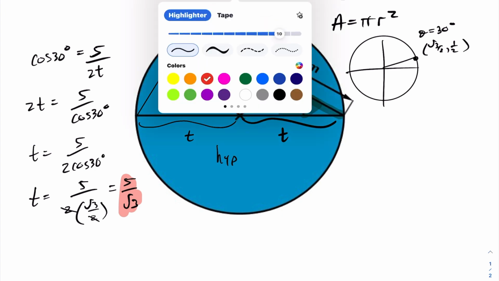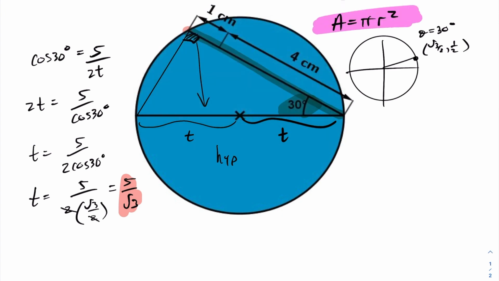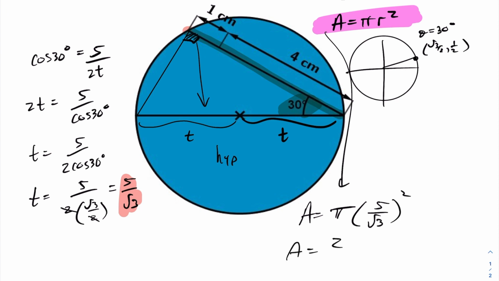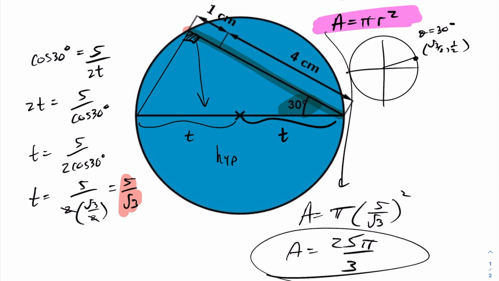So just to remind us where we were at, I want to find the area of the circle here. So let's go ahead and do that here. The area of the circle is going to be pi times that radius, which is 5 over the square root of 3, squared, in which case the area here is 25 pi over 3. And therefore the area of the shaded region is 25 pi divided by 3.